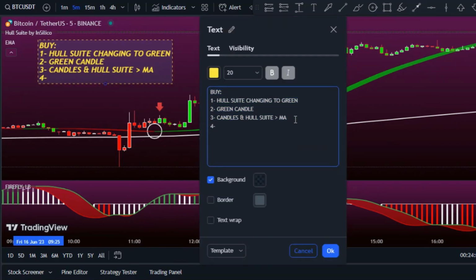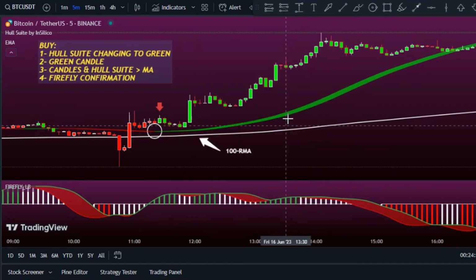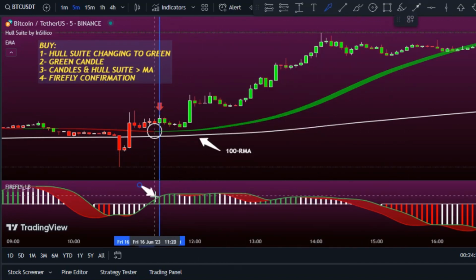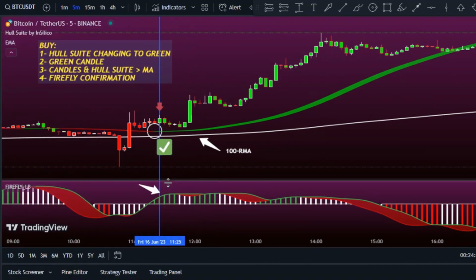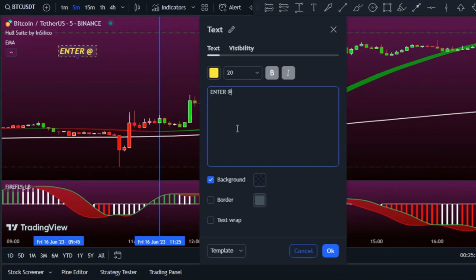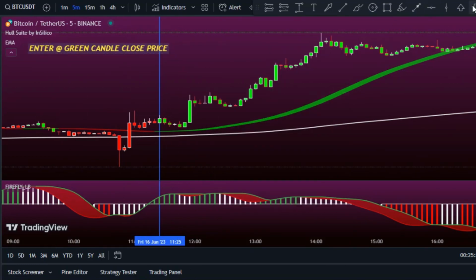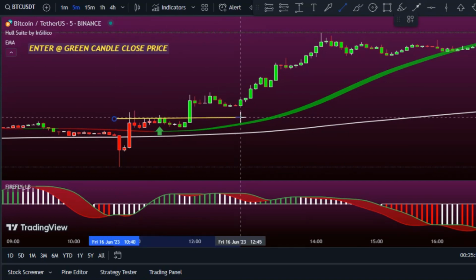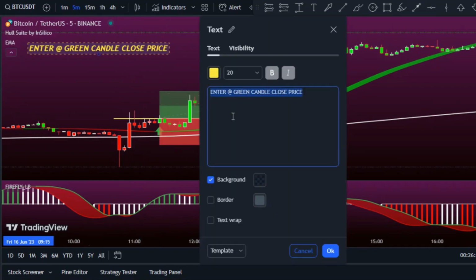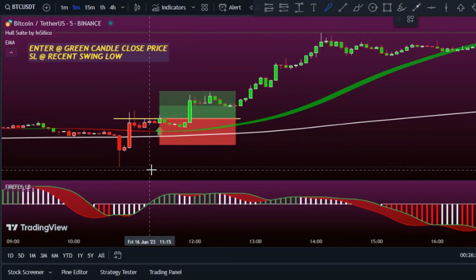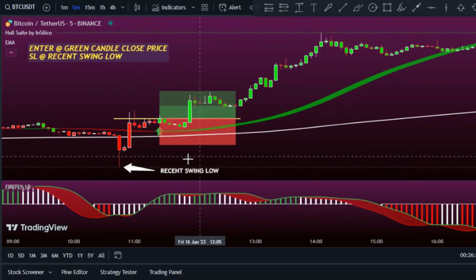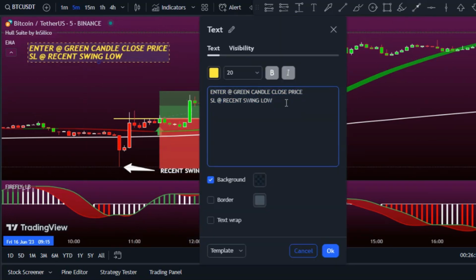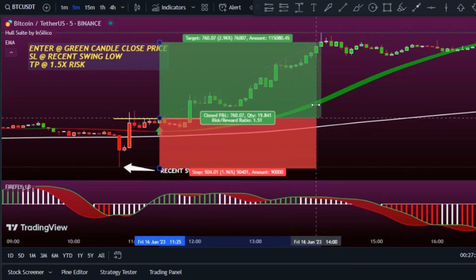The Firefly oscillator's histogram needs to be green and above the midline to provide a final confirmation of the buy signal. Once all these conditions are met, the buy signal is confirmed. We can enter the trade at the close of the green candlestick that confirmed it. For risk management, we'll set the stop loss below the recent swing low. And we'll target a profit of 1.5 times the risk we are taking in the trade.